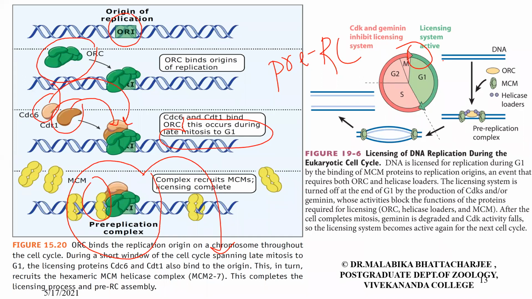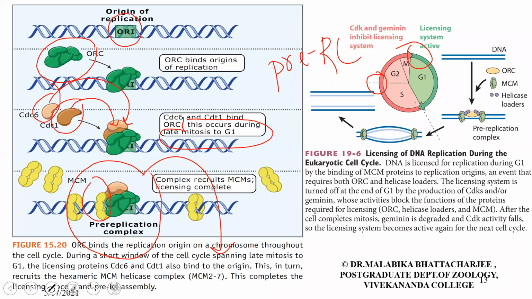Because as long as CDC6 and CDT1 and ORC are bound to this pre-replication complex, replication cannot start. They only open up when the cell is on the verge of entering the S phase. So this is a beautiful system of ensuring that replication starts only at S phase. But how do we ensure that it stops at S phase and does not restart before G1?